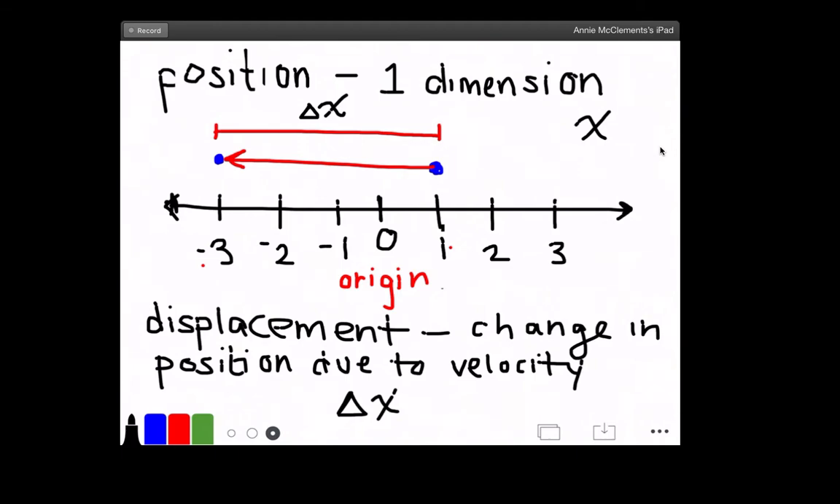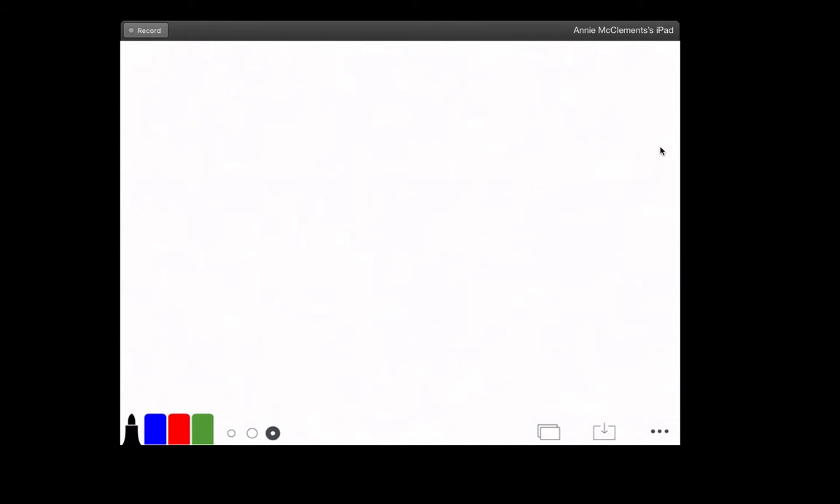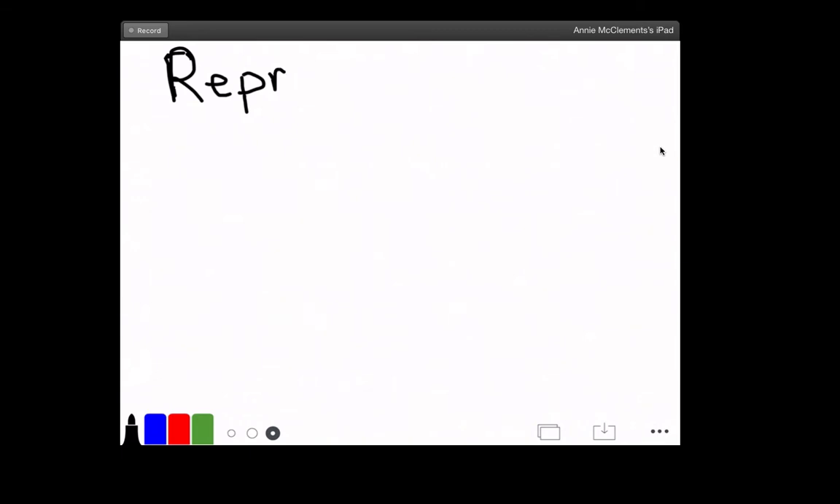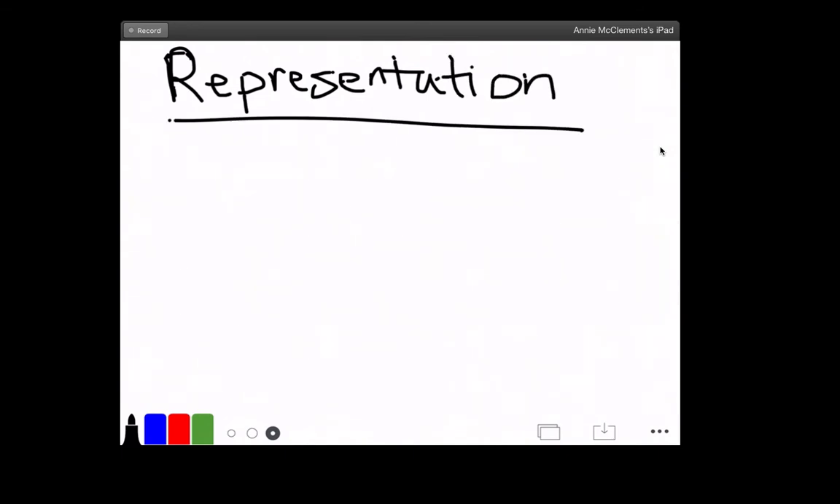Okay, so there are going to be some other vocab words that we'll talk about in class next time, but let's start there. All right, so those are our 4 big vocab words for today. Let's talk quickly about representations of motion. How is this motion going to be represented? Okay. 2 big ways to represent motion.